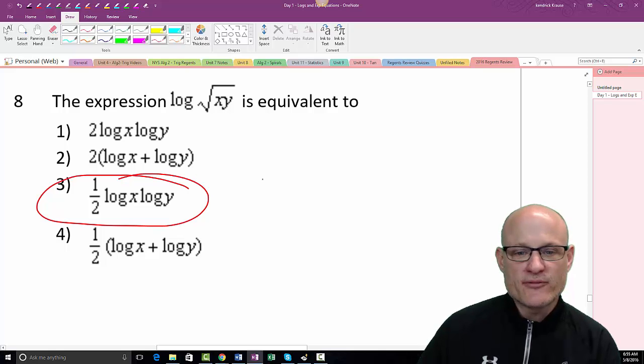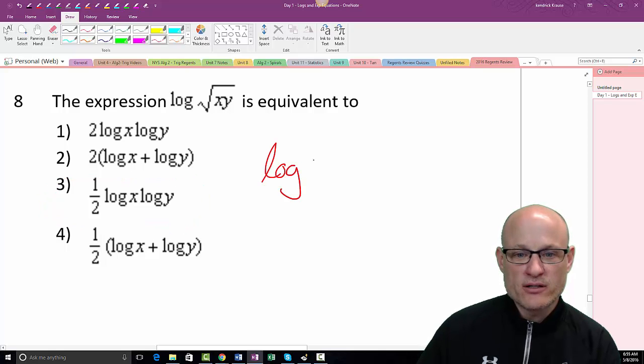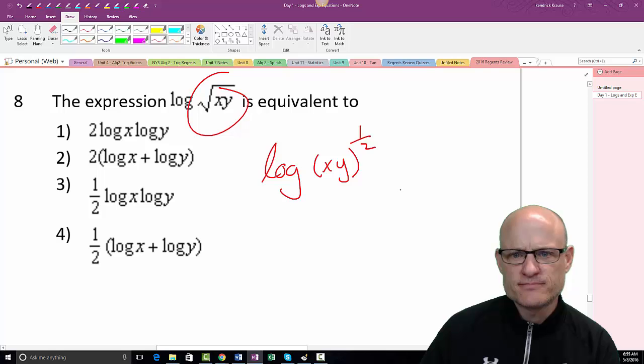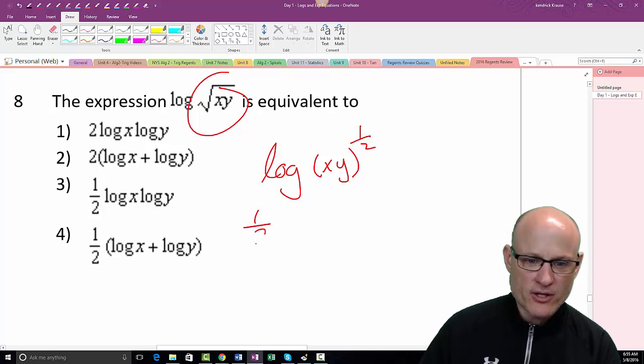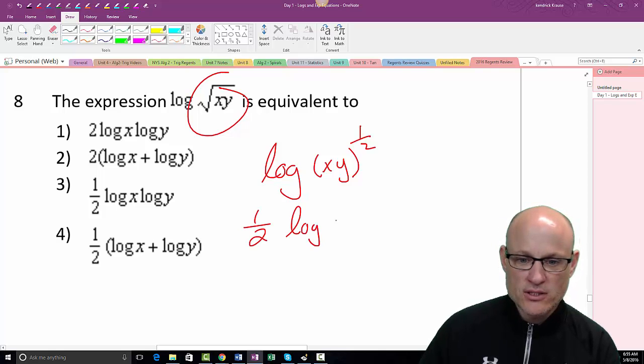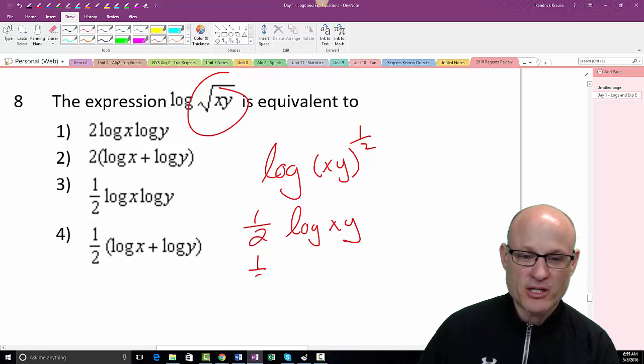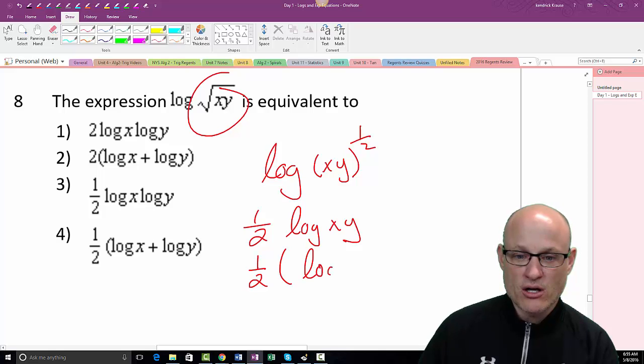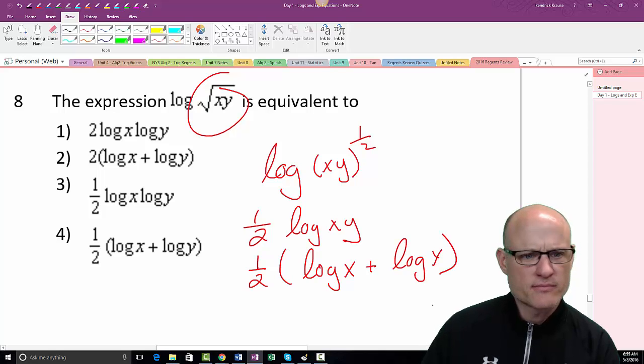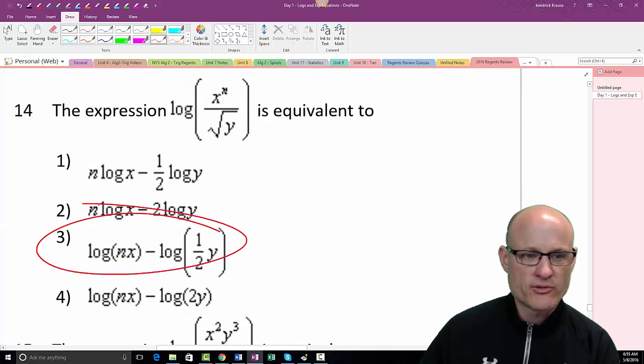All right, so you have to remember that the exponent for a radical is really 1/2. So that 1/2 comes out front, log xy, but multiplication turns into addition, so this becomes 1/2 the log of x. Since the 1/2 goes to both, we're going to put it in parentheses, the log of y. Almost done.